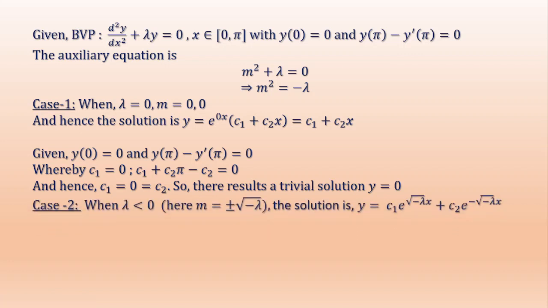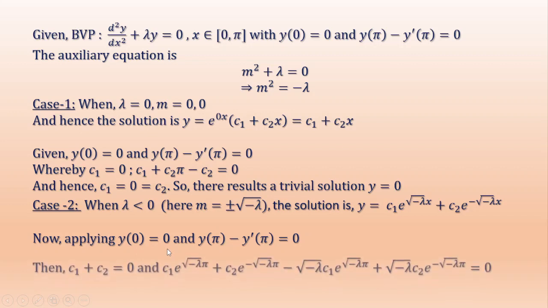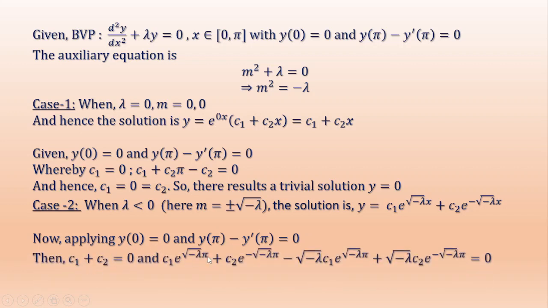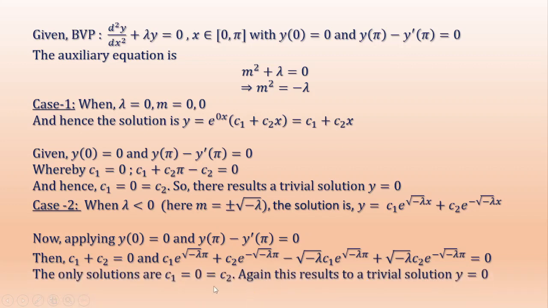Now let's take another case when lambda is less than 0. Here we get the solution as y is equals to c1 e to the power root over minus lambda x plus c2 e to the power minus root over minus lambda x. And then we apply the boundary condition y(0) is equals to 0 and here we get c1 plus c2 is equals to 0, and from this we get this. So here also it will result that the only solutions are c1 is equals to 0 is equals to c2, and again this results in a trivial solution y is equals to 0.